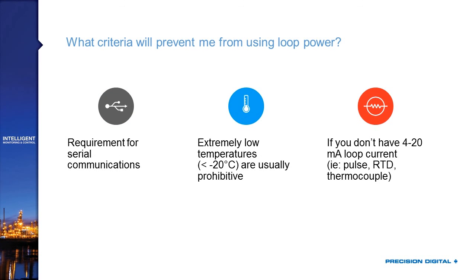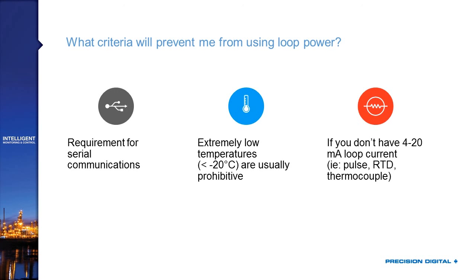Other things to keep in mind: if you start hearing about high power requirement serial communications, things like Modbus, for example, then you know that loop-powered is not going to be for you. If you're in extremely low temperature environments, you can use loop-powered devices, but you've got to make sure that you can find what you're looking for. Some extremely low-cost versions just aren't going to be able to cut it. You're going to end up with frozen displays, and nobody wants to have someone out there in minus 30 trying to figure out why their display is not working.